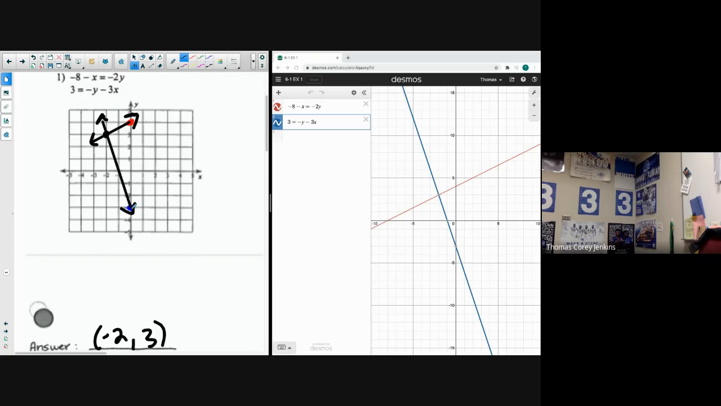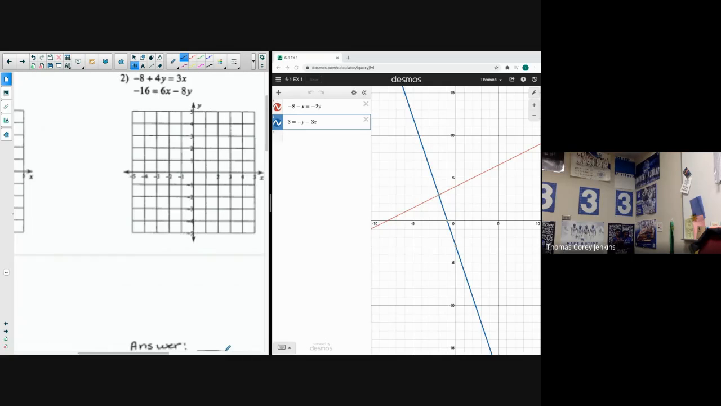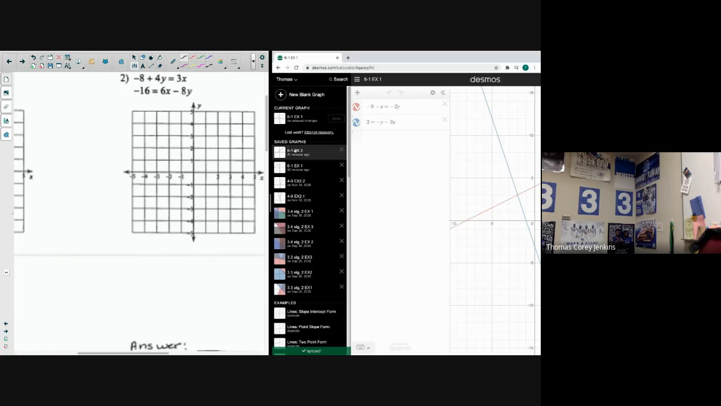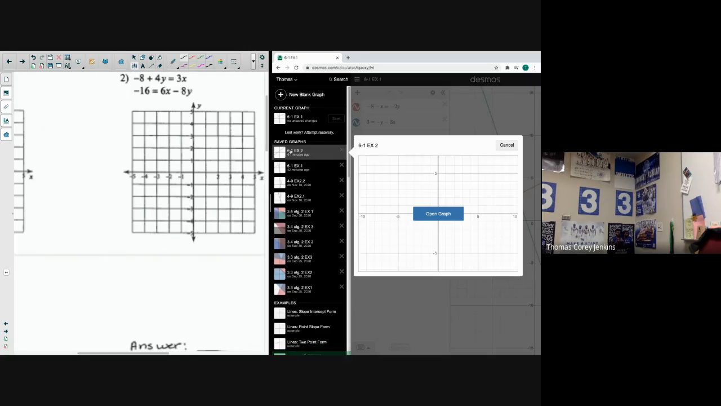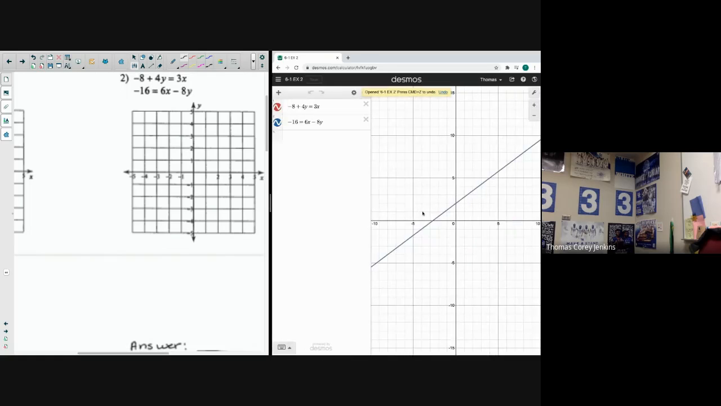All right, so let me just do one more, and I'm going to leave the rest of these for you guys. Okay. All right, so my next example, -8 plus 4y equals 3x, and -16 equals 6x minus 8y. I've gone ahead and done that typing as well. I'll pull that up and see what it looks like.